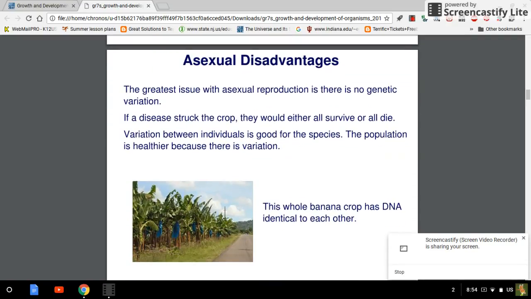The disadvantage of asexual reproduction, you might want to star this, is that the greatest issue is there's no genetic variation. That's what I was talking about earlier. If a disease strikes the crop, they would either all survive or all die. Variation between individuals is good for the species. The population is healthier because there is variation. This whole banana crop has DNA that's identical to each other.